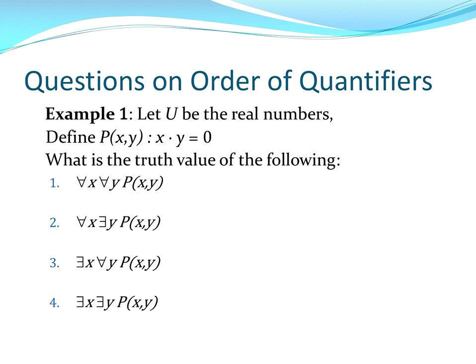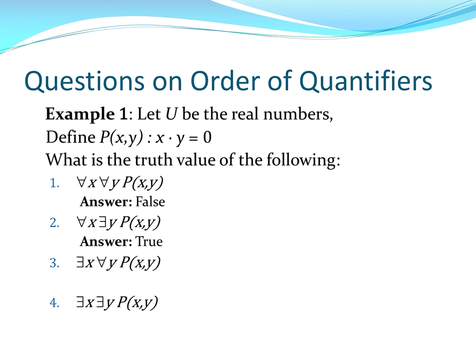Let's look at some examples. Here P(x, y) is x times y equals 0. Is it true that for every x and every y, P(x, y)? No, it's not. There are many different values that multiply to a product that is not 0. How about for every x there exists y, P(x, y)? Well, that's true because if y was 0, then it will always multiply out to a product of 0. So for every x there is a y such that that statement is true.